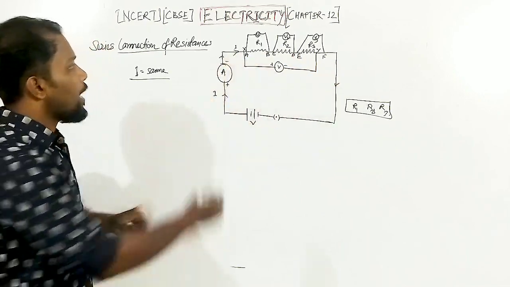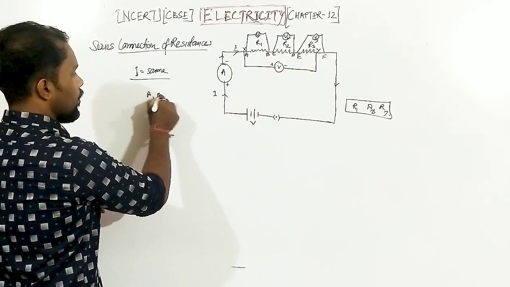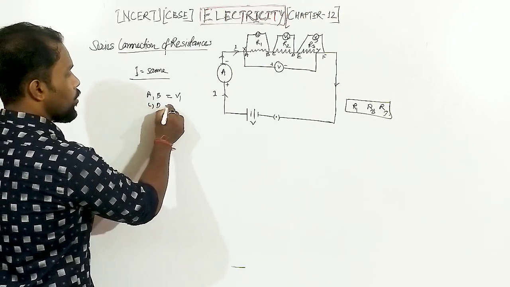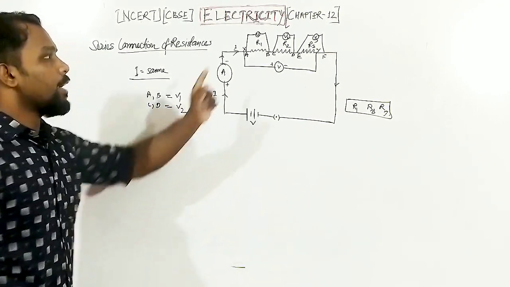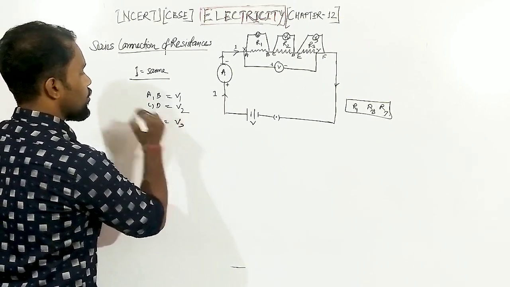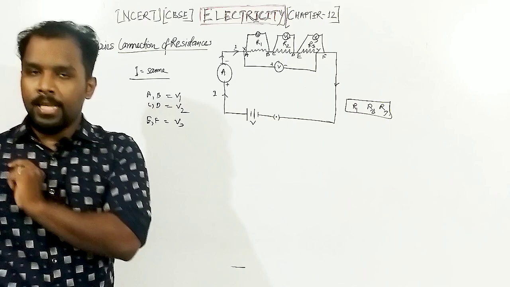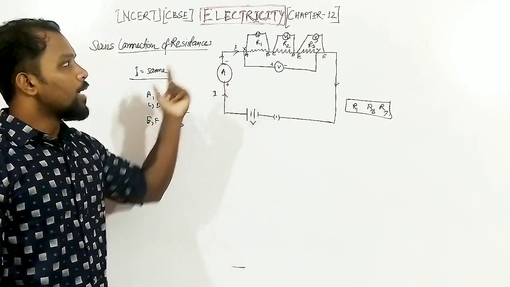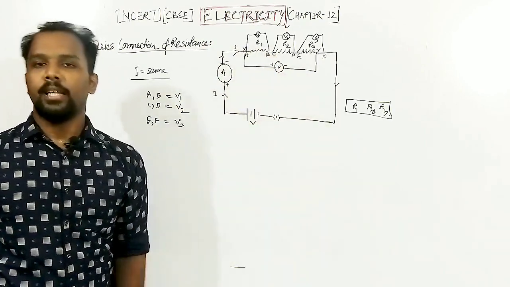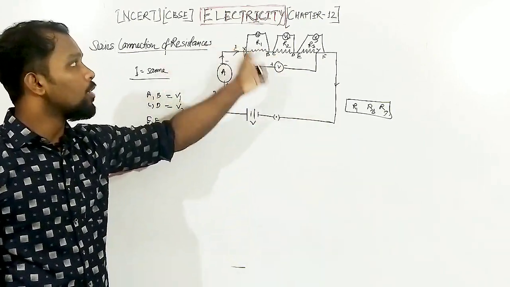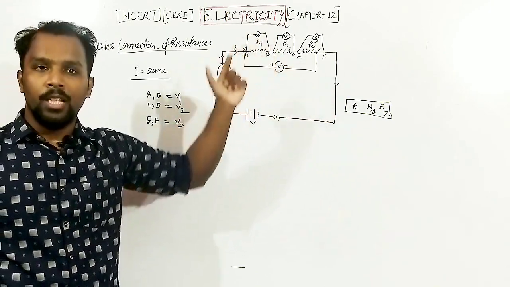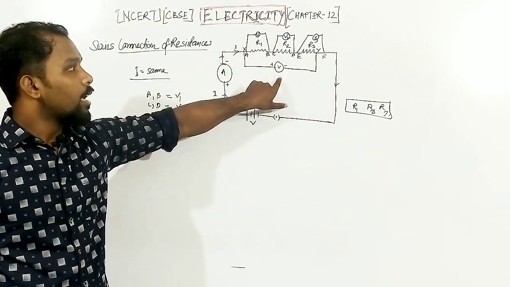At the ends A and B, you are going to get the potential difference V1. At the ends C and D, you are going to get the potential difference V2, and at the ends E and F, you are going to get the potential difference V3. But the main fact is, once you add all three potential differences, V1 plus V2 plus V3, you are going to get a potential difference equal to this one.